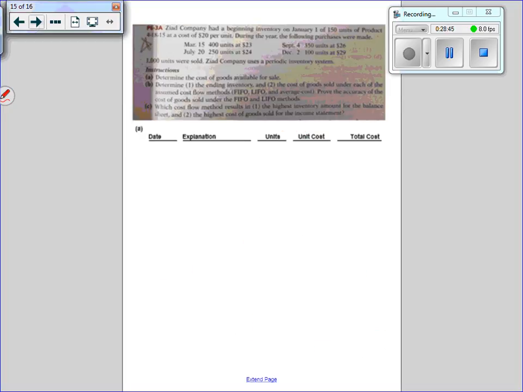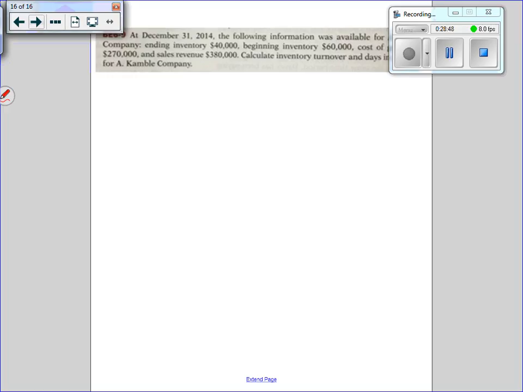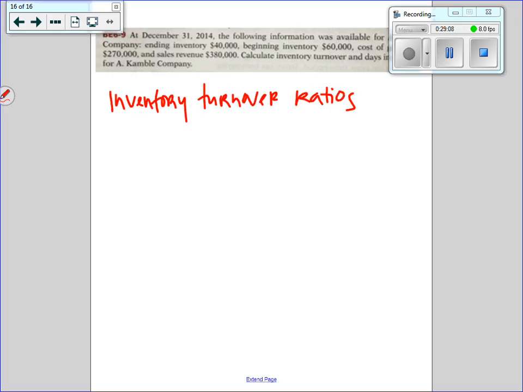So again, let's skip ahead to the last one, and then you guys can do that middle one by yourself. Two ratios that we talked about yesterday. We first talked about the inventory turnover ratio, and that is measuring how many times we are liquidating our inventory.